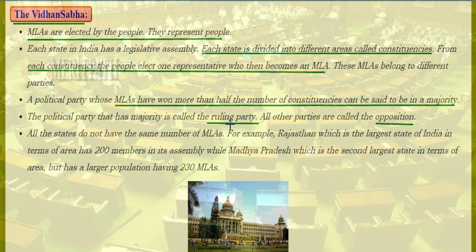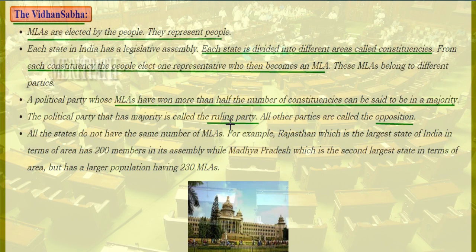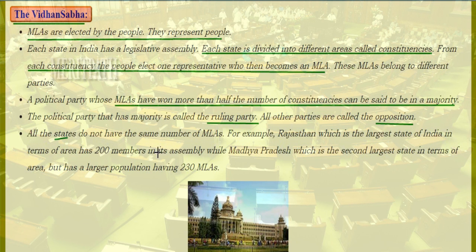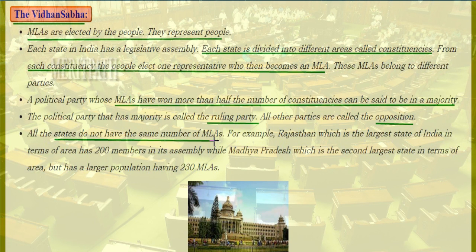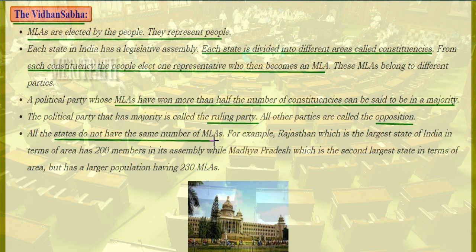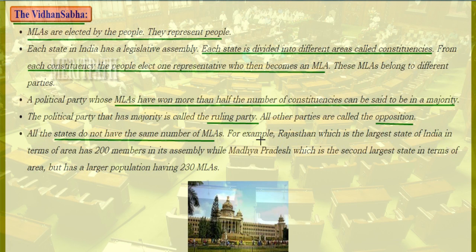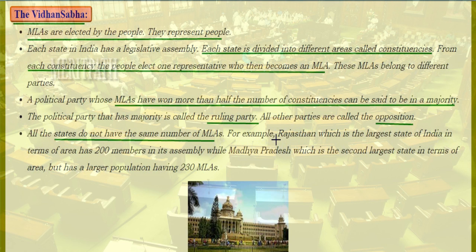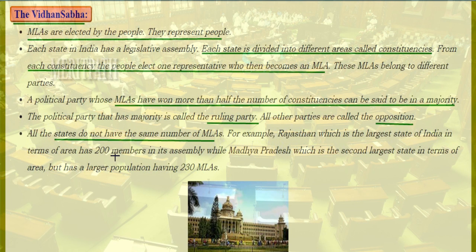All the others who have won fewer seats or haven't won are known as the opposition. That is why in India we have ruling parties as well as opposition parties. As of now, the Prime Minister of India, Narendra Modi, belongs to the BJP, which is the ruling party, and Congress is the opposition party.